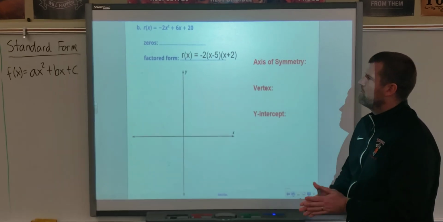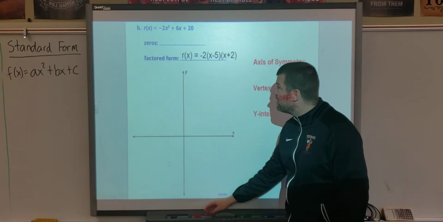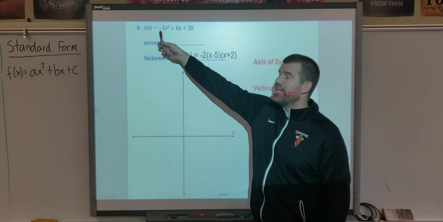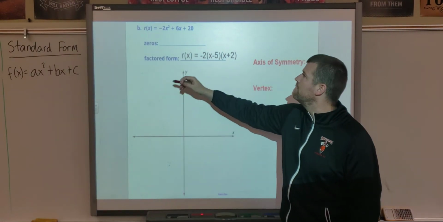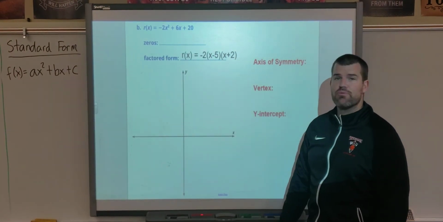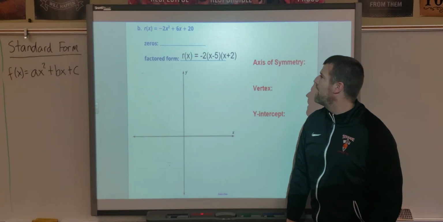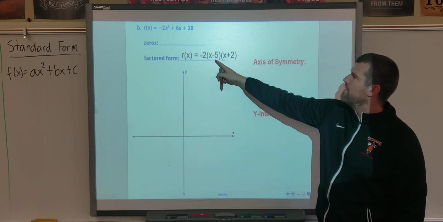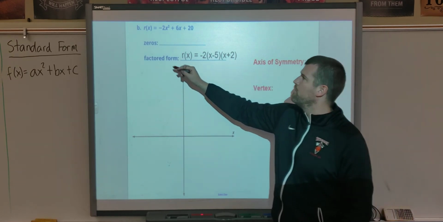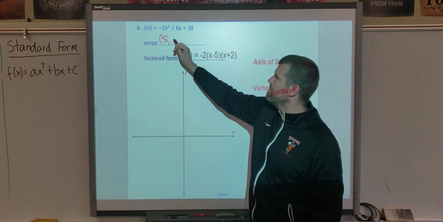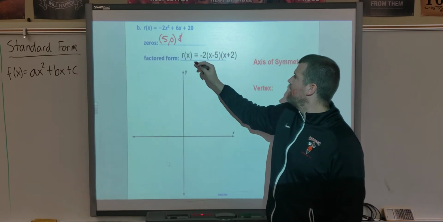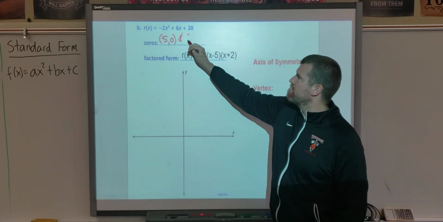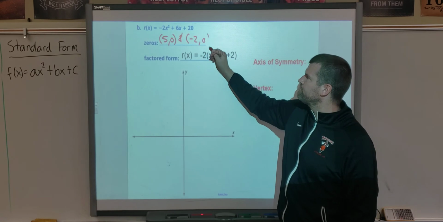One more similar example. Again, it's negative, so we know it's going to open downward. Our c value is 20, so we know the y-intercept is 20. I went ahead and put it into factored form so we could find our zeros. If this is x minus 5, then one of our intercepts is positive 5. And then if this is x plus 2, our other intercept is negative 2.